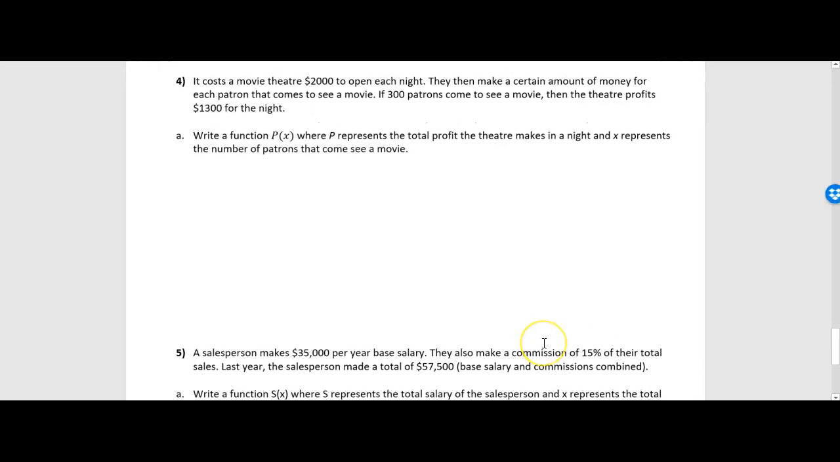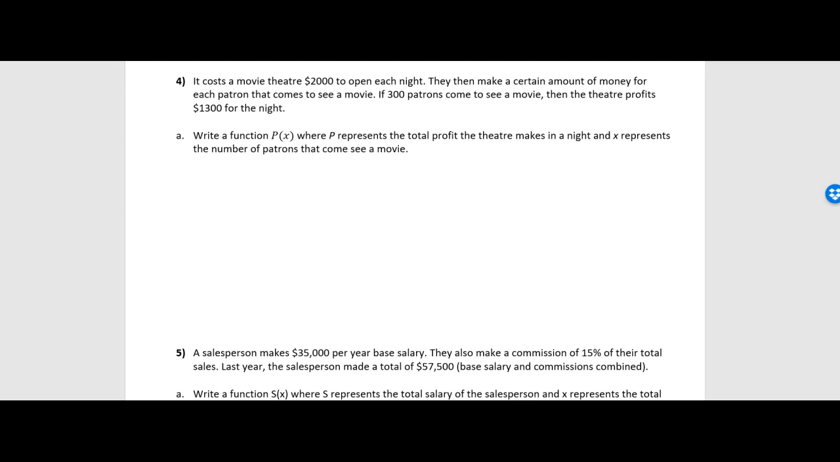All right, so I do want to go over one more before we end this video, and that is going to be number 4. So it says it costs a movie theater $2,000 to open each night, $2,000. They then make a certain amount of money for each patron that comes to see a movie. If 300 patrons come to see a movie, then the theater profits $1,300 for the night.